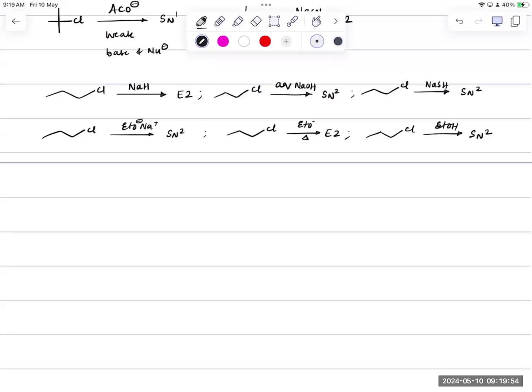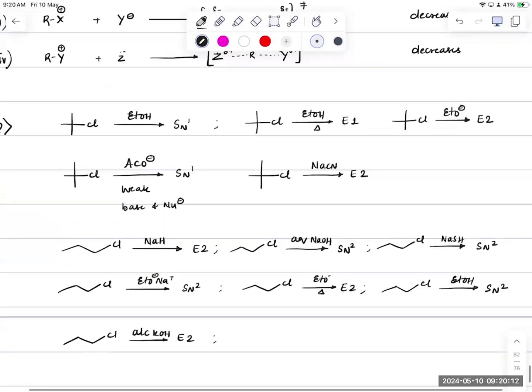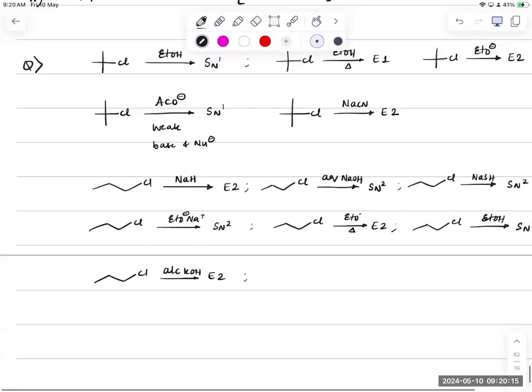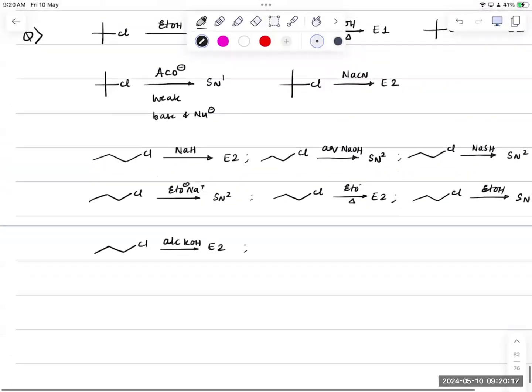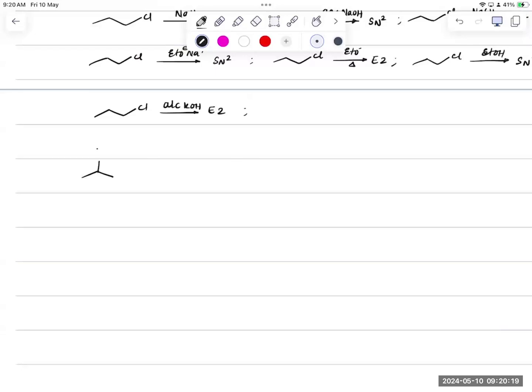Then everybody, if you have been given Cl with alcoholic KOH, this wording is used. Alcoholic KOH wording is used. That means you'll think of E2 mechanism. In this case, you'll think of E2. Correct? Next, when it comes to secondary cases, okay, if you have Br and I have NaH, that is H minus, you'll think in terms of E2.